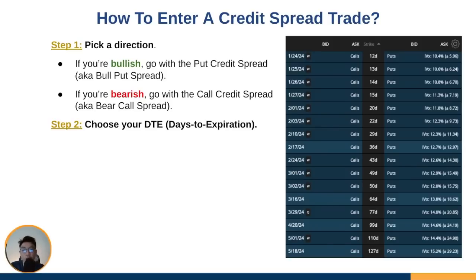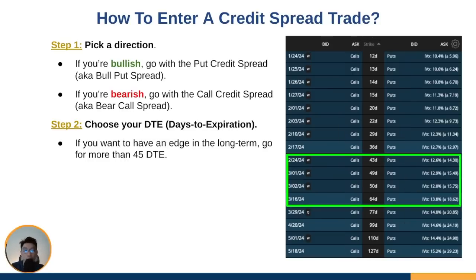Now, next, step number 2 is to choose your DTE. DTE just stands for days to expiration. As you can see, there are many different expiration dates for you to choose from on this option chain. So how do you decide which DTE? Some people like to go very short term because they think that by going very short term, you can get a higher premium in terms of percentage return. And also, you can sell the credit spread more often. That means, for example, if you choose something like 12 DTE, 12 days go past, you put on another one again. But for me personally, I prefer to go for a longer term one, around 45 DTE.